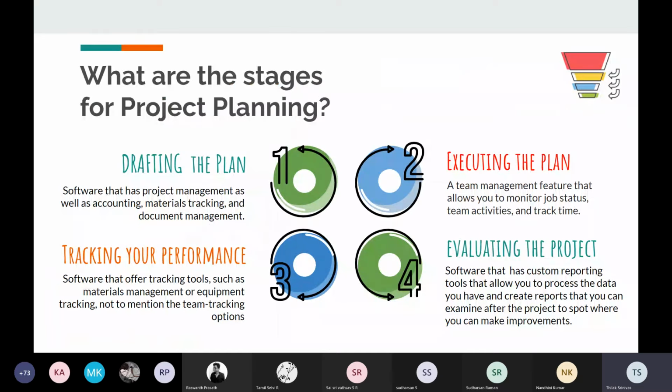The second important step is executing the plan, right? This is the stage where you actually start implementing the project by assigning work to all your laborers. Software with team management features that allow you to monitor job status or team activity status and track time will be very helpful for executing the plan.